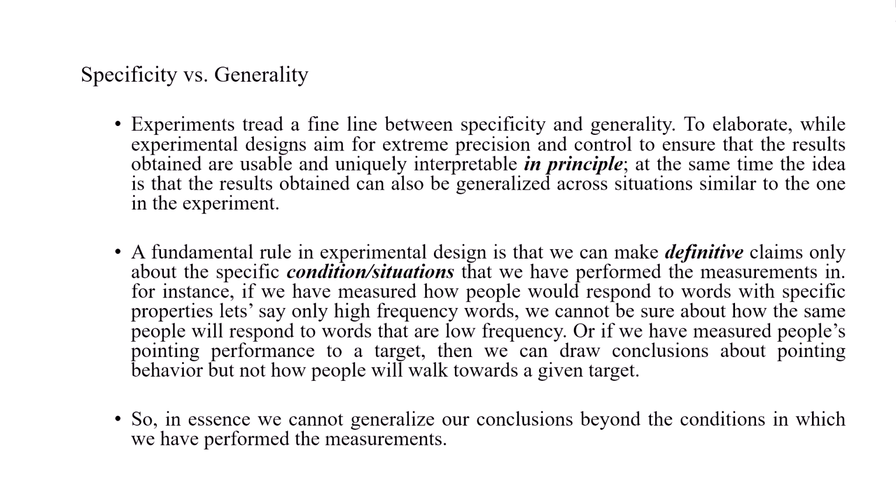Experiments tread a fine line between specificity and generality. To elaborate, experiment designs aim for precision and control to ensure that the results obtained are usable and uniquely interpretable in principle. So, in principle, we want whatever we have done to be applicable to only that situation. At the same time, the idea is that the results obtained can also be generalized across situations, at least similar to the one that you have created.